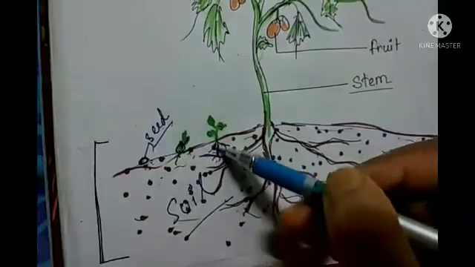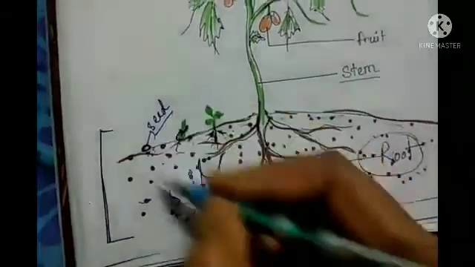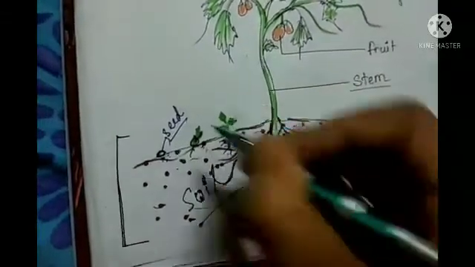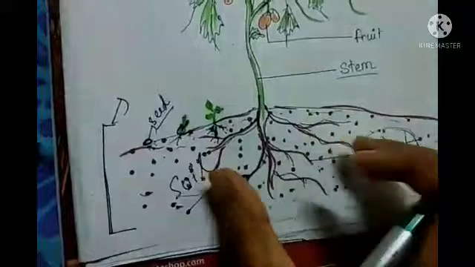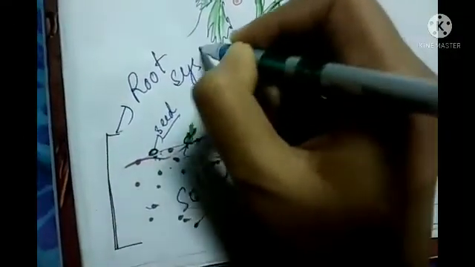And here roots are generating. So from the seed, when the roots germinate, the system which is going inside the soil is called your root system.